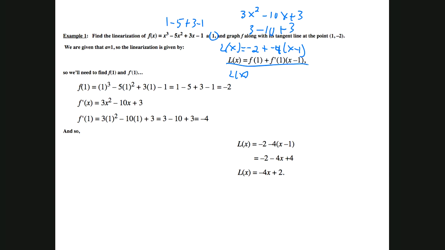Now, they rewrote the problem as L of x, so I could multiply through here. So that would be negative 2 plus negative 4x plus 4. Add those together, so I end up with negative 4x plus 2. Okay, that is linearization.